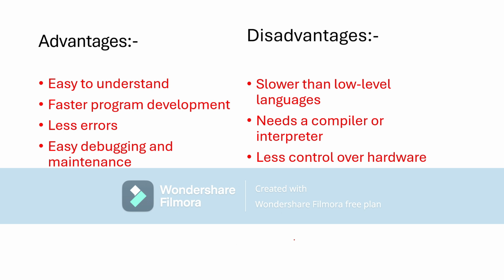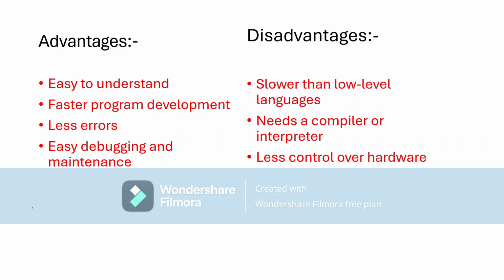So there is less control over hardware. In high level languages, the program does not have direct control over hardware. Low level languages are better when we need hardware level control. I hope you understand the disadvantages and advantages of high level languages. So high level languages are easy to learn and use, but they are slower and give less hardware control.